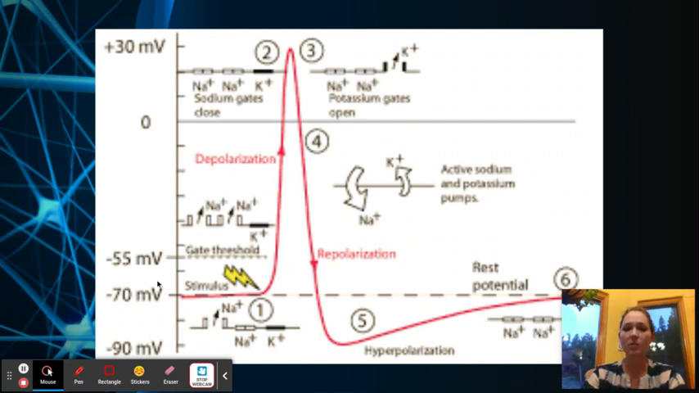Again, you guys will have to be able to describe what is happening in this graph in terms of resting membrane potential, the stimulus, depolarization, repolarization, and then what is happening to those sodium potassium channels or the gates, as well as the sodium potassium pump during these times.